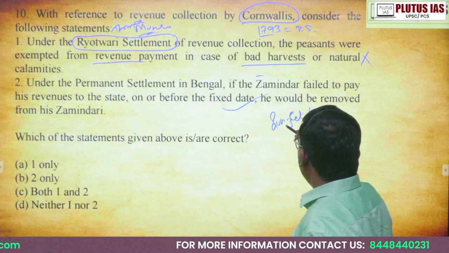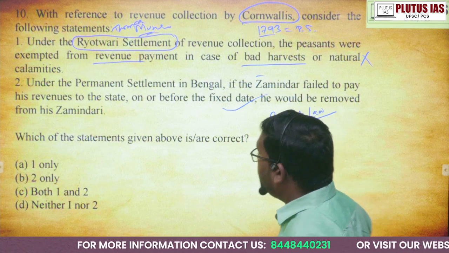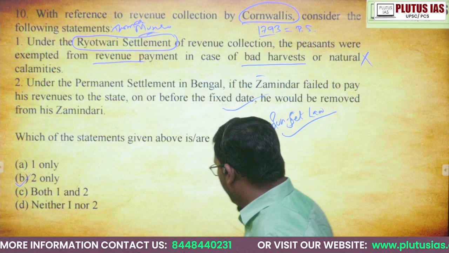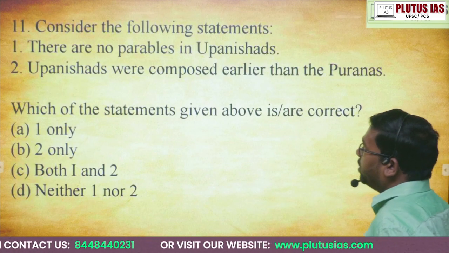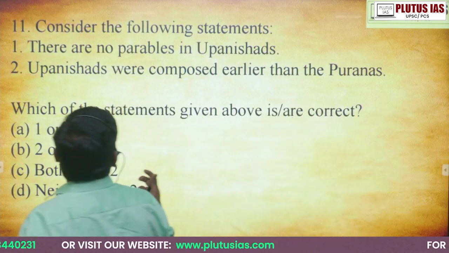So this question was very easy. A question thora easy tha. So answer of this question will be B. Only two will be the answer of this question. Then we have, consider the following statement.